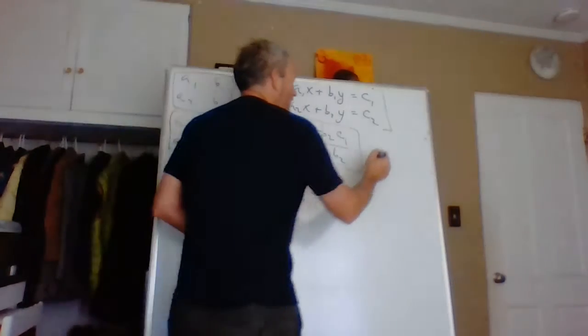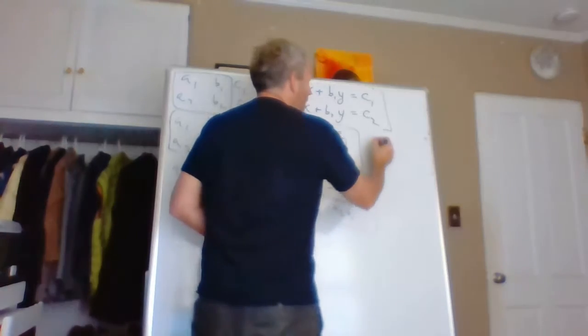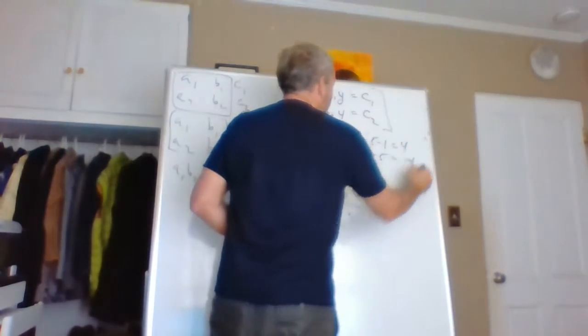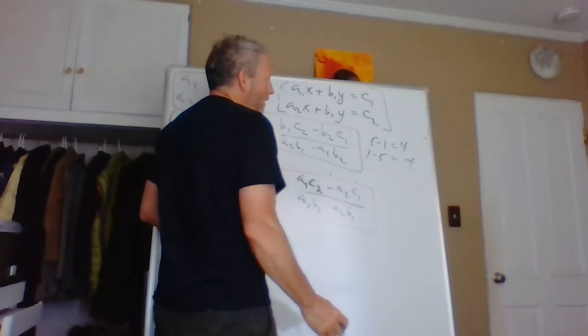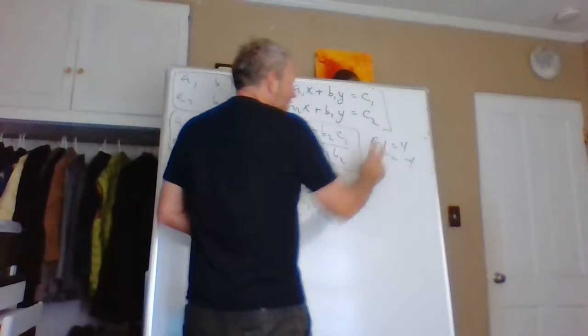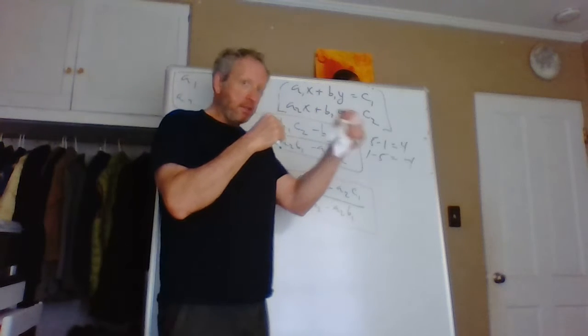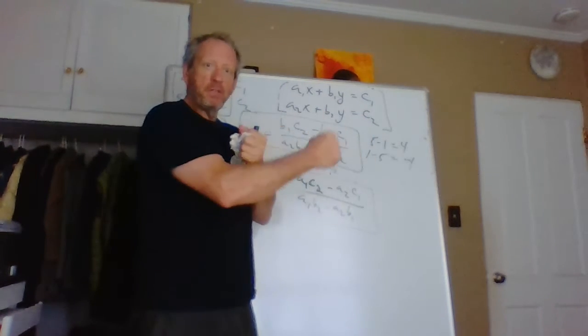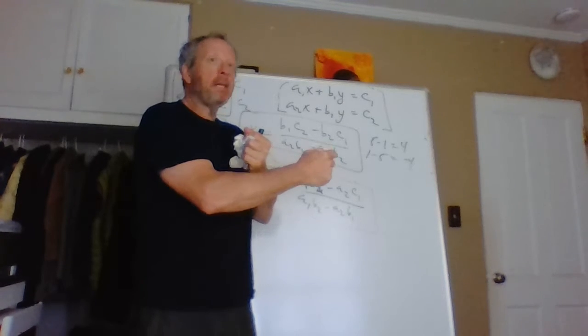Just watch this for a second. Or you tell me, how much is 5 minus 1? 4. No question about it, right? What's 1 minus 5? Negative 4. No doubt about it. If you have a difference, if you have one thing and you're subtracting another, and for some reason you want to switch them around, it becomes a negative of what it was.